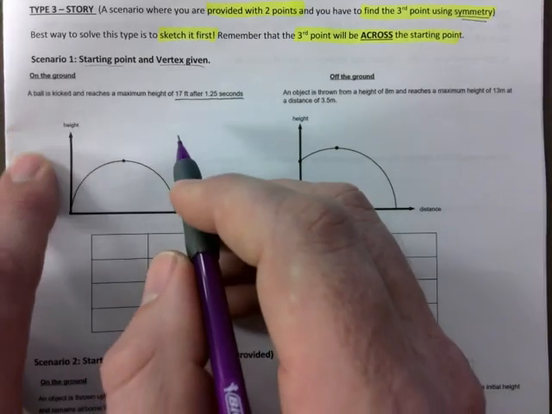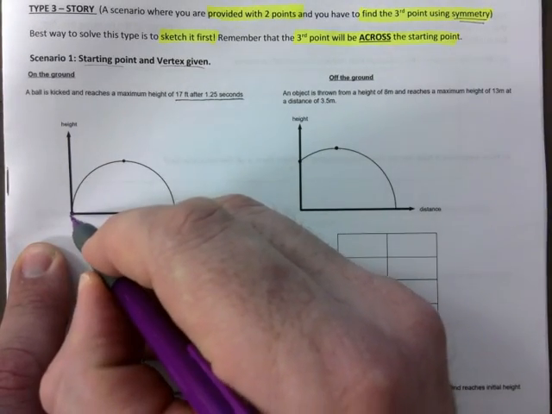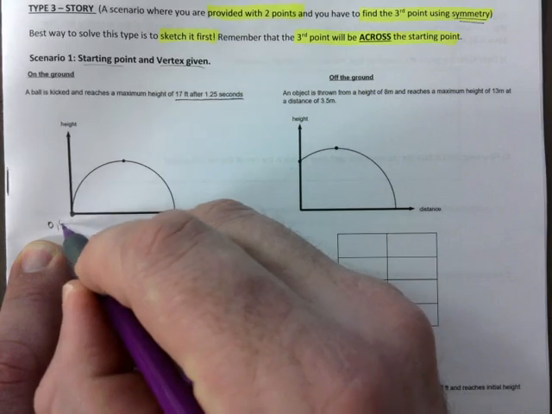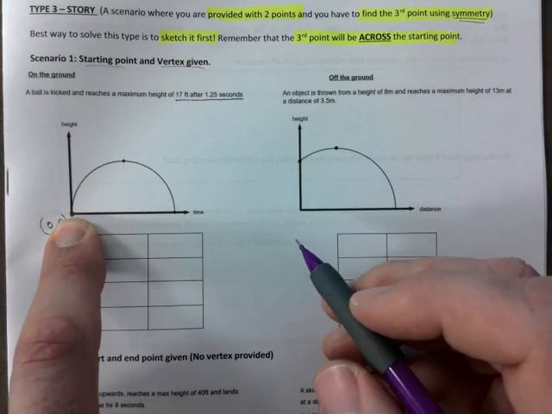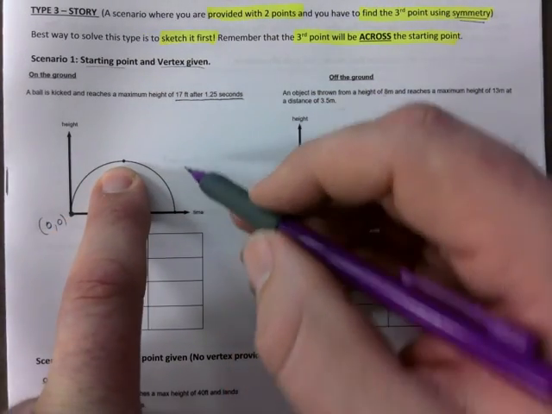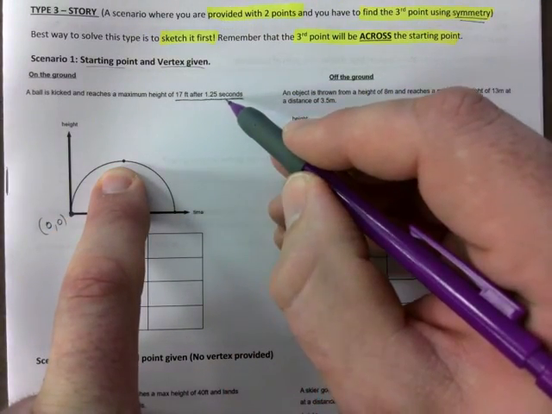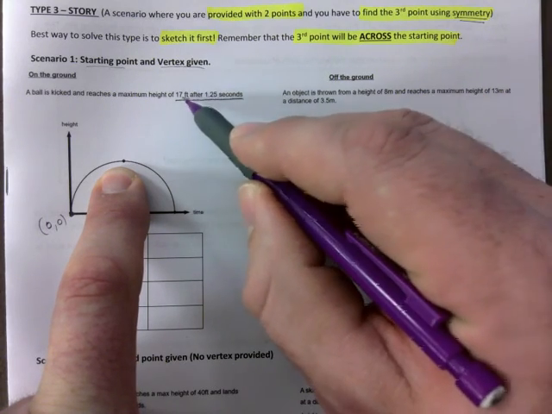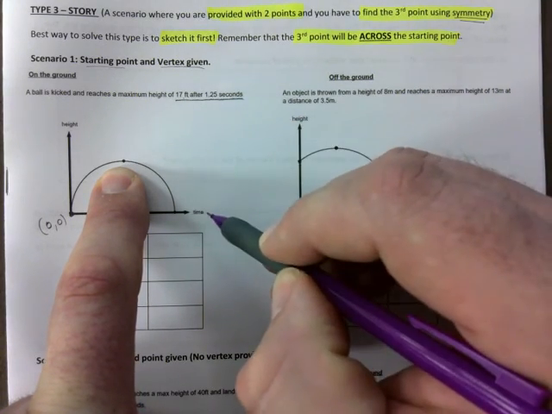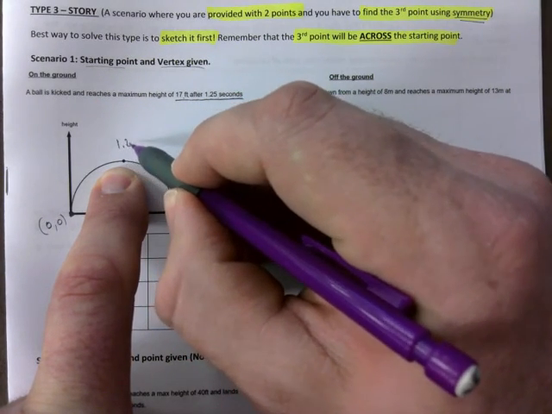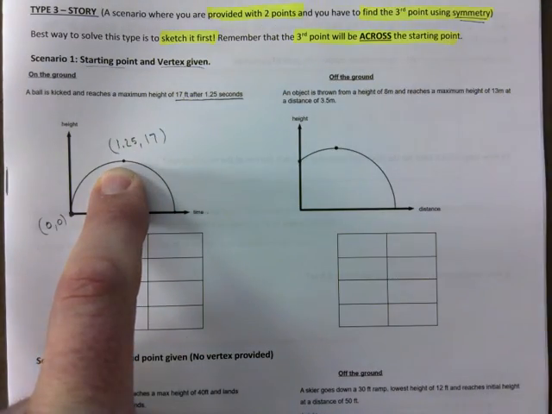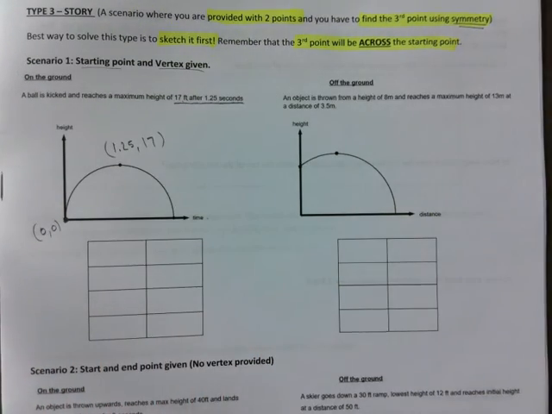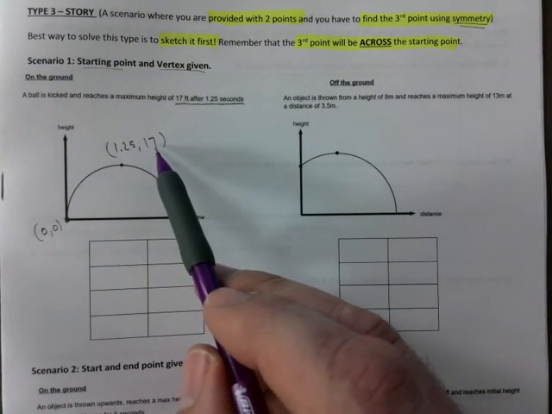So if a ball is kicked, they don't have to tell you that. What are you starting at? The first point is 0, 0, right? The ball is kicked from right on the ground. Then it reaches a maximum height after 1.25 seconds. A common error is students mix this up. But if time is here, time is always at the x-axis, right? So it's 1.25, watch this, 17. Okay. So after 1.25 seconds, you reach that maximum height of 17.